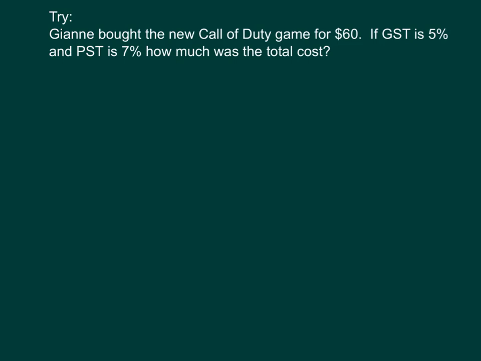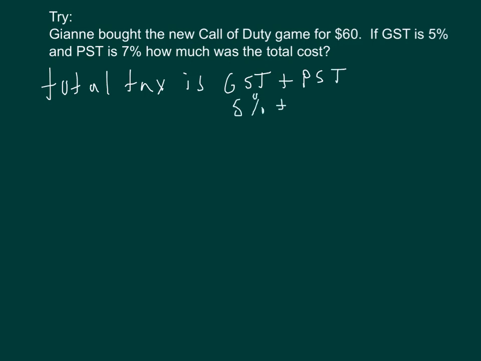Okay, so really, we can look at it like this. I'm going to combine percents, because with these percents, they're on the same day, obviously, it's just tax. So what I'm going to do is say total tax is GST and PST. Our GST is 5% and our PST is 7% for a total of 12%. So now what I'm looking for is 12% of my total, which is 60.